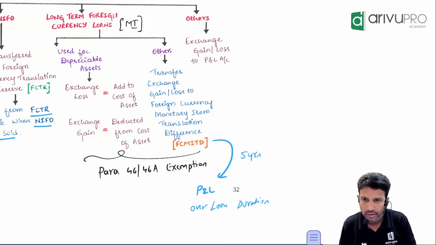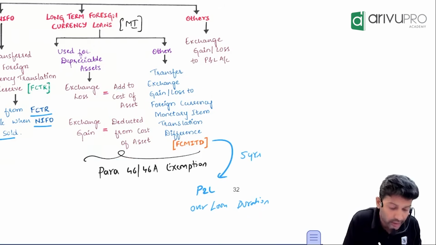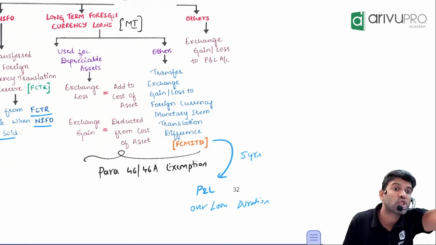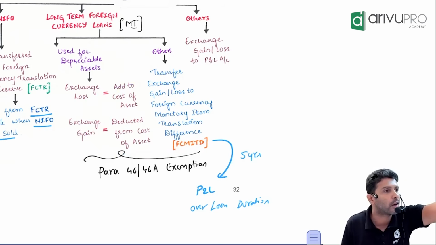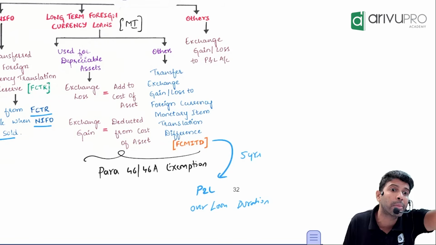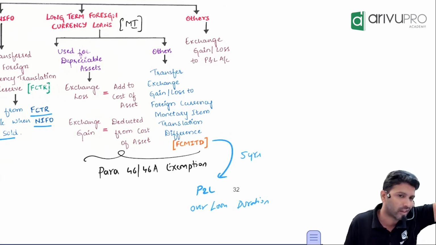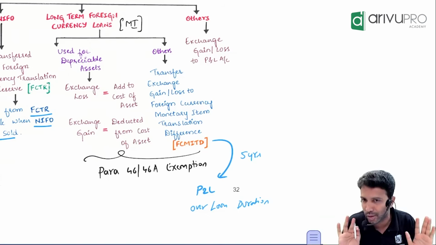If they don't want to claim that option, they should transfer it normally. This is a choice, not an obligation. If the company wants to do it, they can do it. Otherwise, they can transfer forex gain or loss in the normal way. What is the normal way? Immediately to P&L. That they can do, or this they can do.